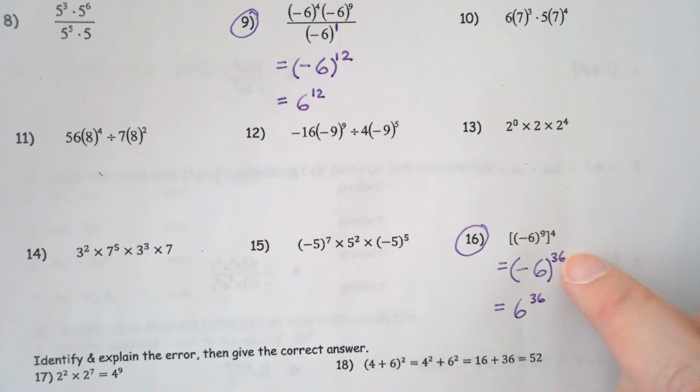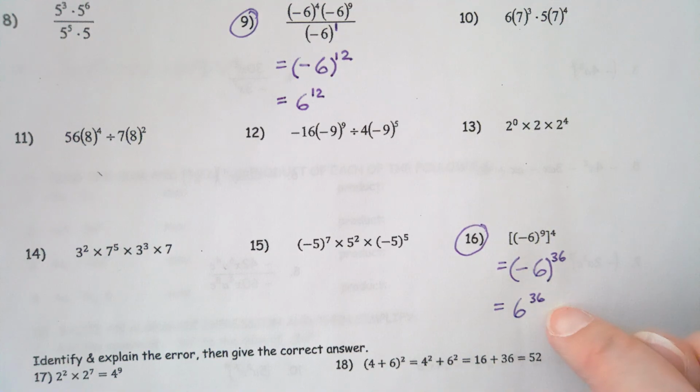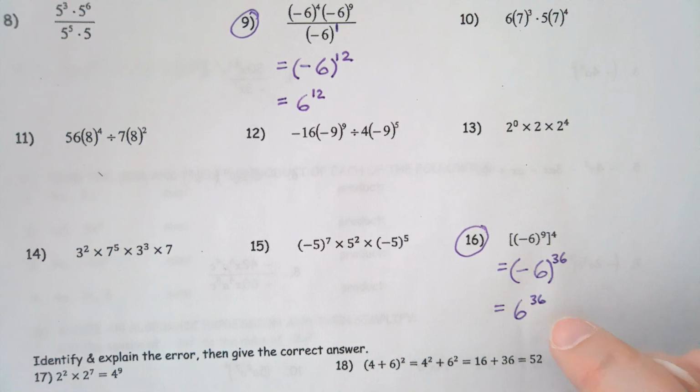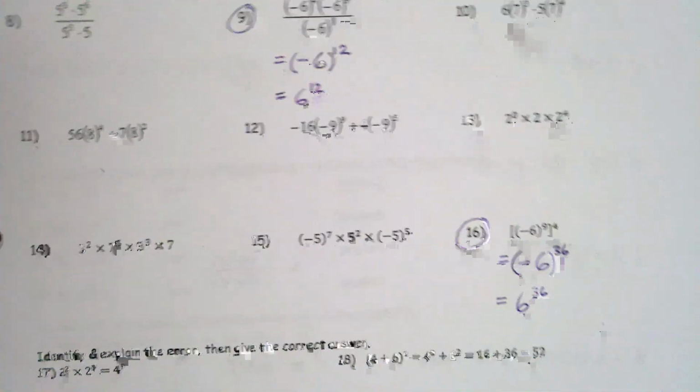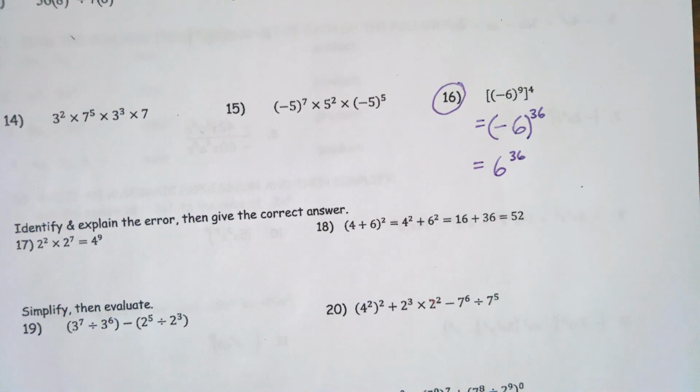Because again, negative exponent, even exponent. What if this was 35? Can I drop the negative? No. All right. Because if it's an odd exponent, the number will stay negative. Okay.